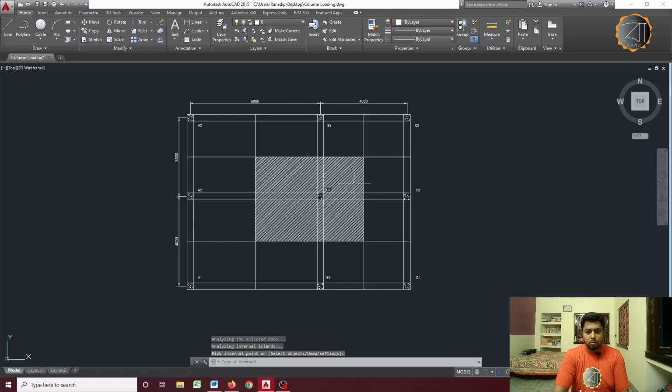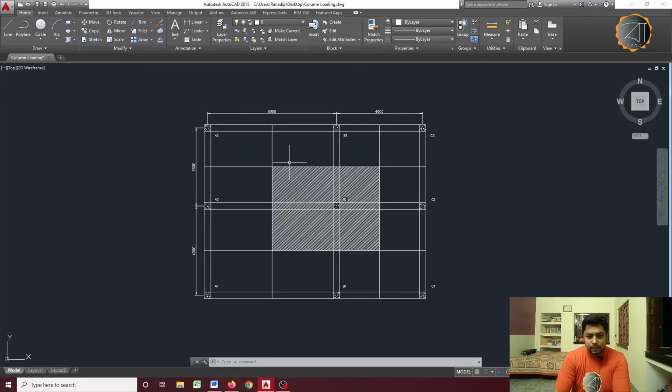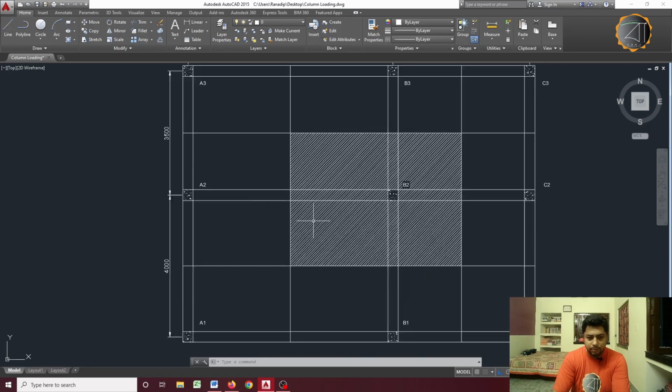So, this whole area is the influence area of the column B2, this column. We can easily calculate this area by multiplying each side with the other. We know that this side will be 3 meter plus 2 meter, because half of the 6 meter and half of the 2 meter, that is 5 meter, and this side will be half of the 3.5 meter and 4 meter, that is 2 meter plus 1.75 meter, that is 3.75 meter.